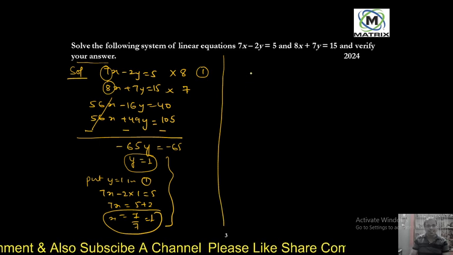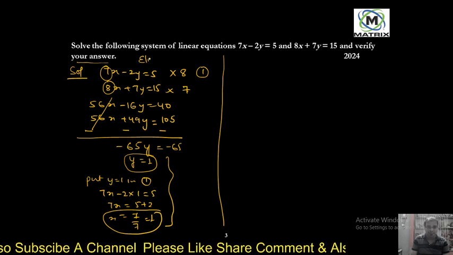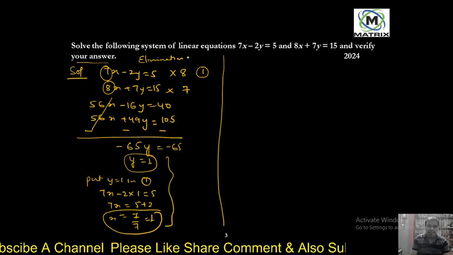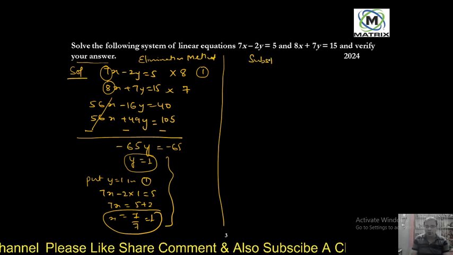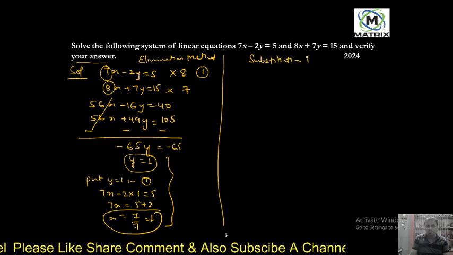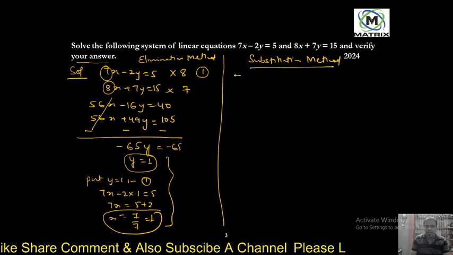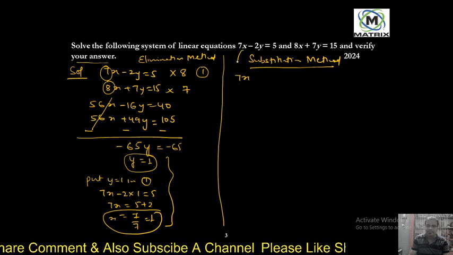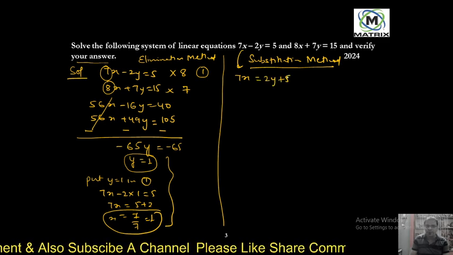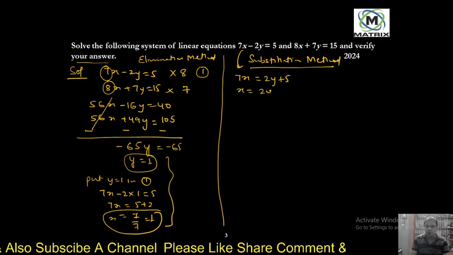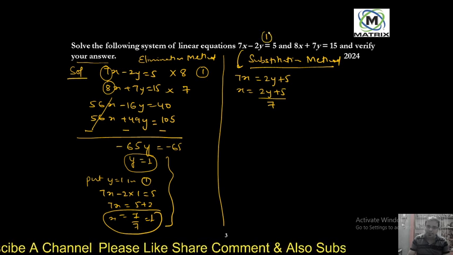Now we have to move to the next one. Next is that it can be solved by the elimination method. Now, the substitution method: what does the substitution method say? Listen carefully. As the equation is 7x minus 2y, we find the value of x: 7x equals 2y plus 5. So x equals (2y plus 5) upon 7, from equation number 1.